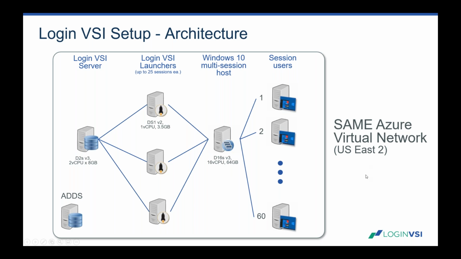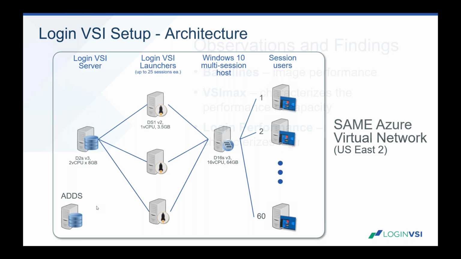One thing to note is that all of these systems were on the same Azure Virtual Network, so I wasn't really going through any brokers or anything. I was making a direct RDP connection to that multi-session host in this test. And lastly, we also had Active Directory Domain Services in this network, which we used. In our next test, we'll use the Azure Active Directory. So that's a simple setup for the architecture. Some of the things we were looking at were baseline.